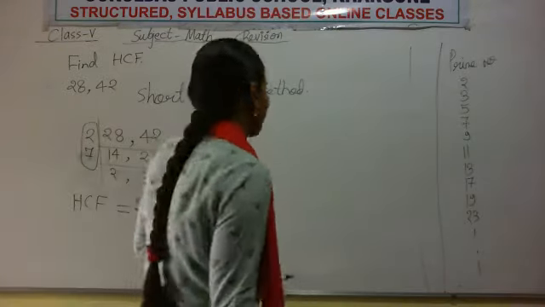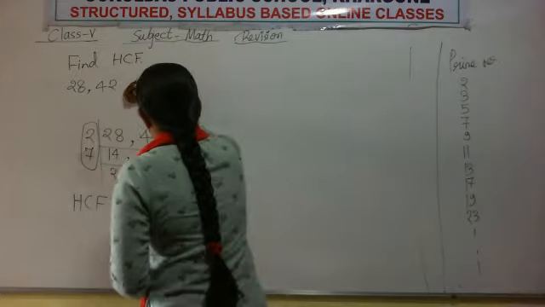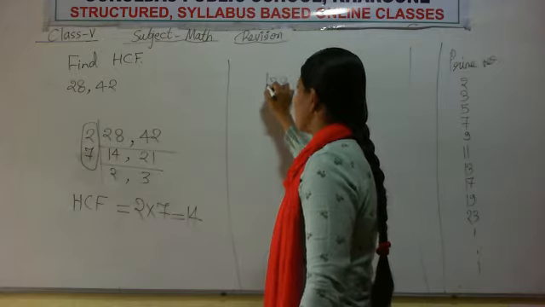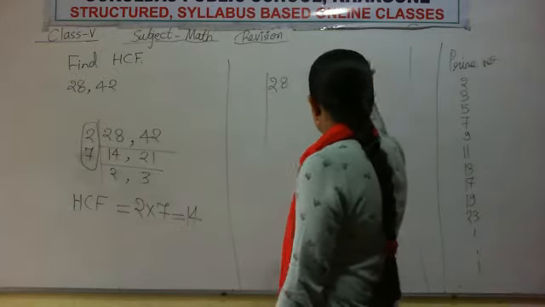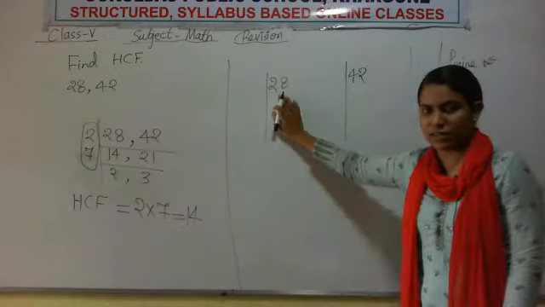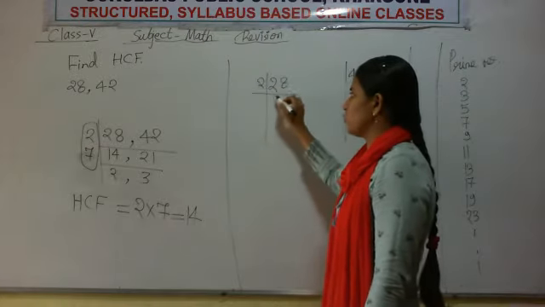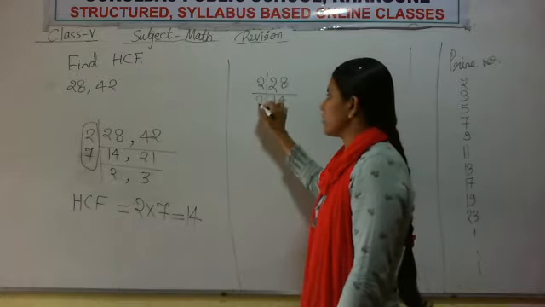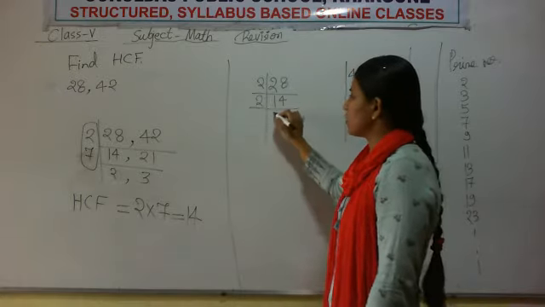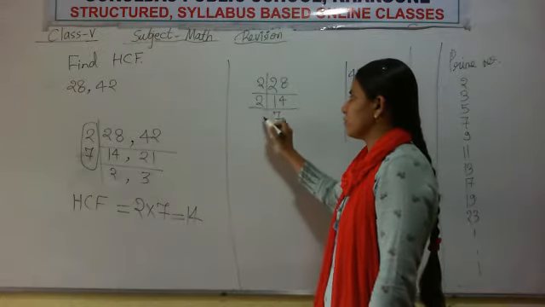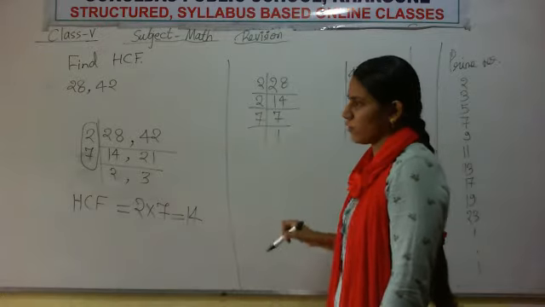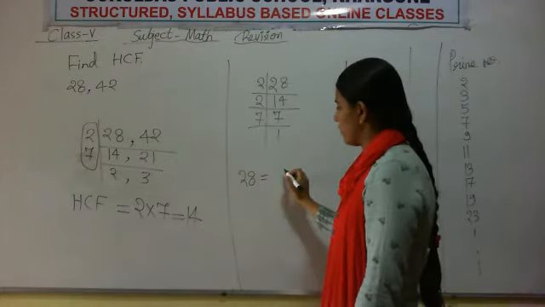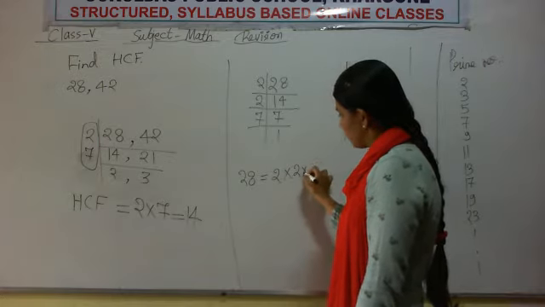Okay. Now I am telling you the prime factorization method. In the prime factorization method, we will divide the numbers separately. As 28 is an even number, we will divide it by 2. 2 ones are 2, 2 fours are 8. 14 is again an even number, so we will choose 2 to divide it. 2 sevens are 14. Now 7 will be divisible by 7 only. So the factors of 28 are 2 into 2 into 7.